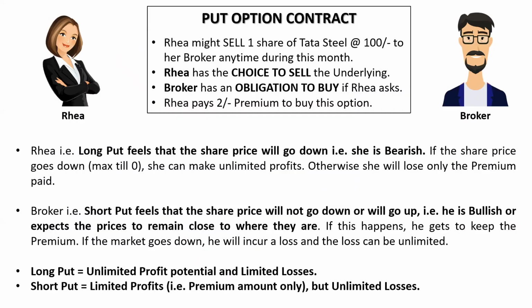Let's understand the psychology of the traders. Ria is the long put. She feels that the share price will go down. That means she is bearish. If the share price goes down, the maximum it can go down is still 0. She can make unlimited profits. Otherwise, she will lose only the premium paid.